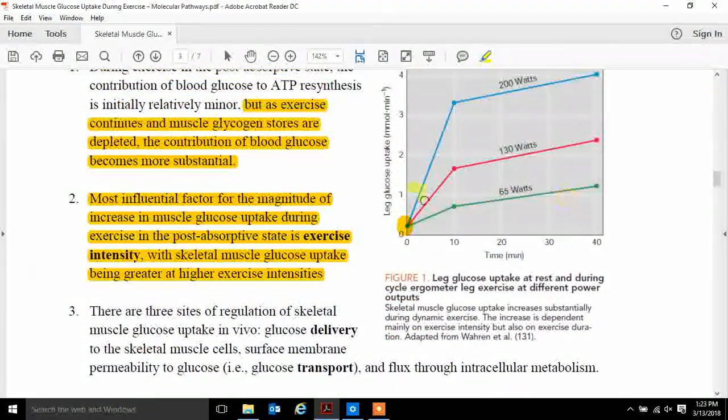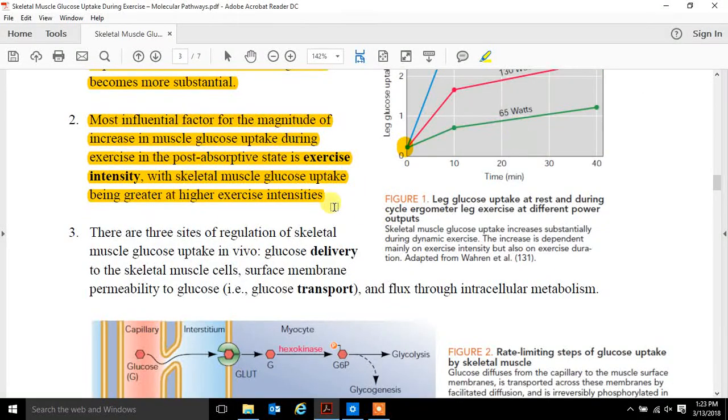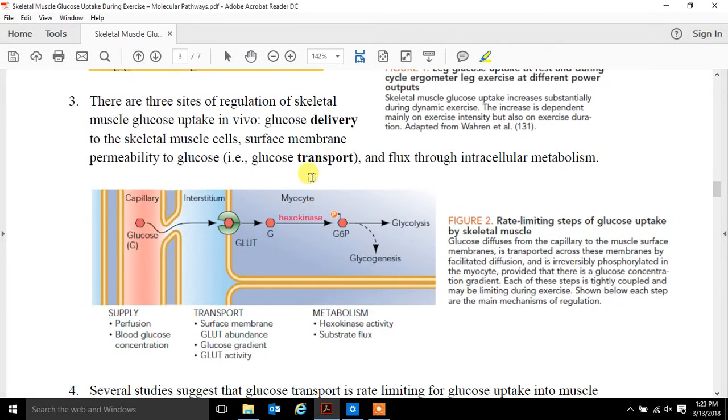So what's allowing this to take place? What do we need to happen for this to occur during exercise? We need to review just briefly, what are the 3 sites of regulation for skeletal muscle glucose uptake? Well, the first is glucose delivery. This is going to be our supply. So perfusion, blood glucose concentration, those things, that's our delivery. If we have poor delivery, if we have low blood glucose concentration, that's going to limit it.